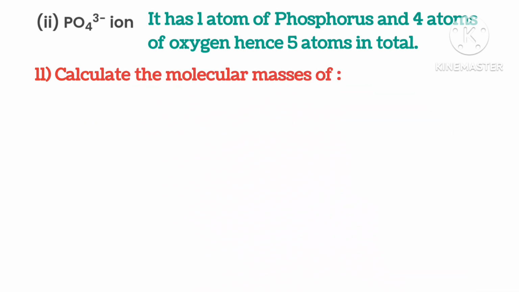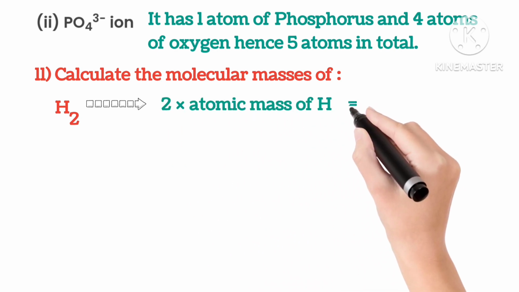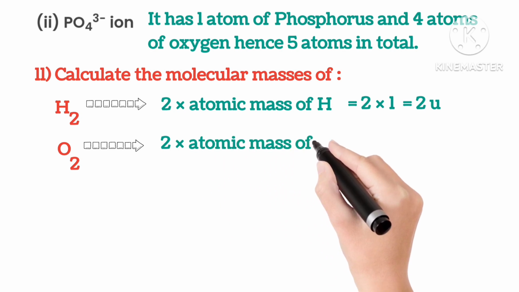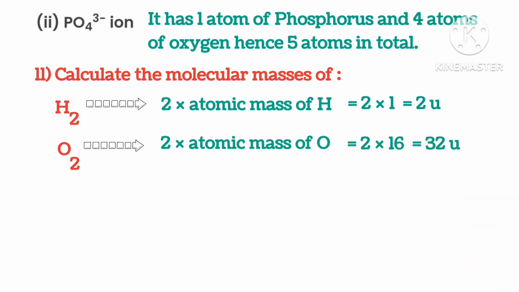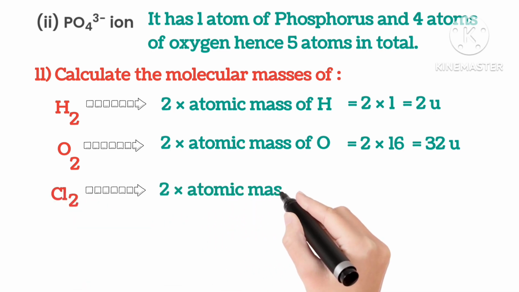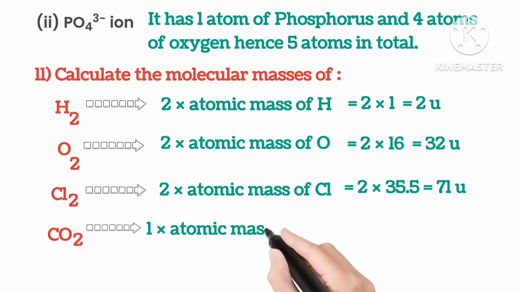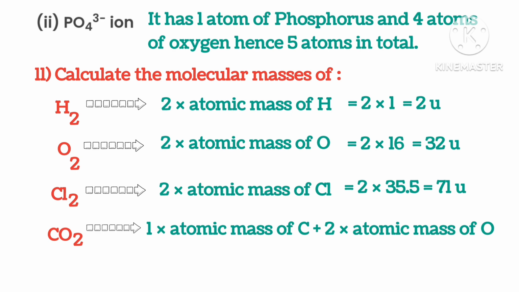Calculate the molecular masses of first hydrogen. So 2 into atomic mass of hydrogen will be 2 into 1, that is 2 units. For oxygen, 2 into atomic mass of oxygen, that is 2 into 16, that is 32 units. Cl2, 2 into atomic mass of chlorine, that is 2 into 35.5, which is 71 units. Carbon dioxide, 1 into atomic mass of carbon plus 2 into atomic mass of oxygen. So that will be 1 into 12 plus 2 into 16, 44 units.